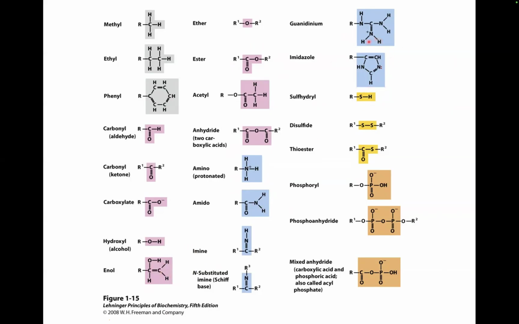The imidazole group is an important part of the amino acid histidine, which in and of itself is one of the most biologically important amino acids that are out there. And so forth and so on. Disulfide bridges, thioesters. So we'll see all of these, and you should have some sense of the basic chemical properties of these functional groups as we engage in the material.